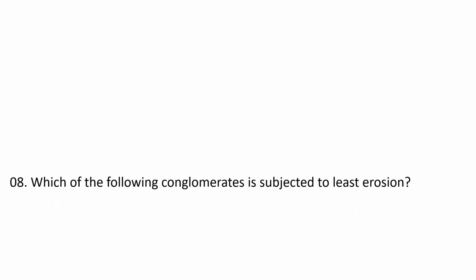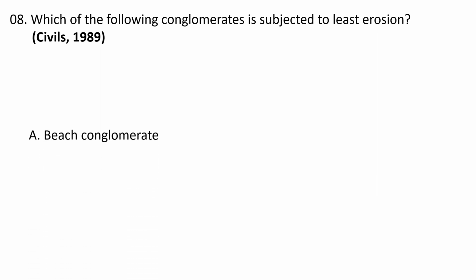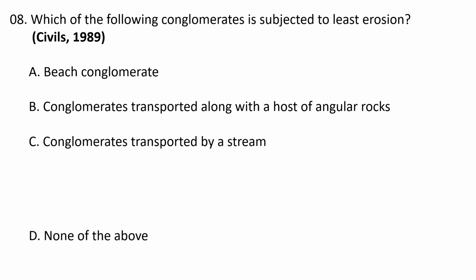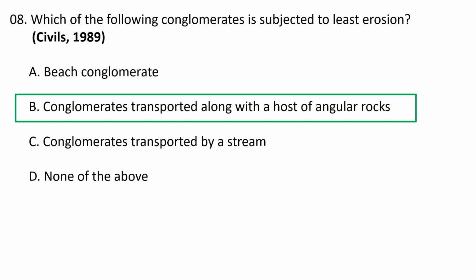Next question. Which of the following conglomerates is subjected to least erosion? These are questions asked in Civil Services exam 1989. A. Beach conglomerate. B. Conglomerates transported along with a host of angular rocks. C. Conglomerates transported by a stream, and D. None of the above. The conglomerate which is subject to least erosion is the conglomerate which has been transported along with a host of angular rocks. They have been subjected to least erosion. B is the correct answer.